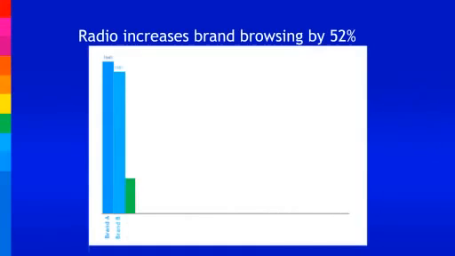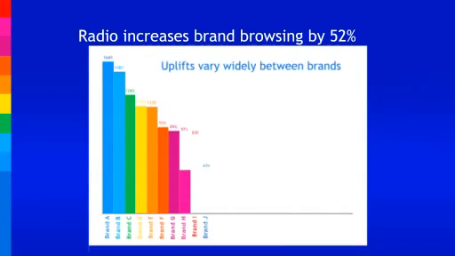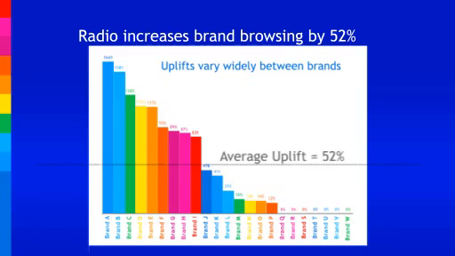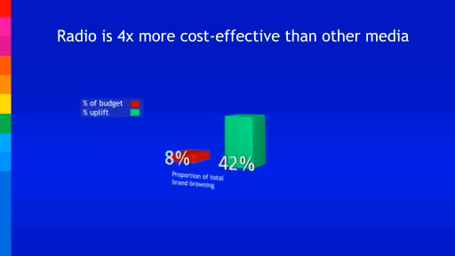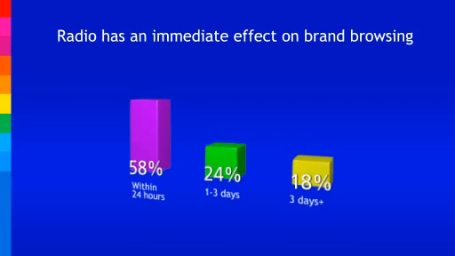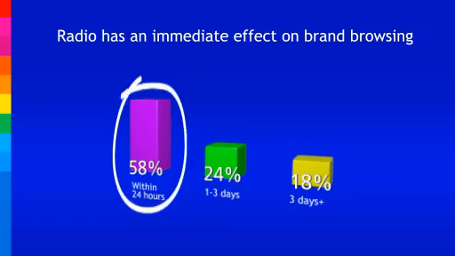The results have provided a powerful case for radio's effectiveness in influencing online behaviour. Across the 23 campaigns captured in the study, exposure to radio was proven to have driven an average 52% increase in brand browsing online. Further analysis demonstrates that across this study, radio was 4 times more cost-effective than other media combined in driving brand browsing. And more interestingly, radio was shown to have an immediate effect on browsing. Over half of brand browsing stimulated by radio, of those who heard radio advertising, took place within 24 hours of first hearing the ad.